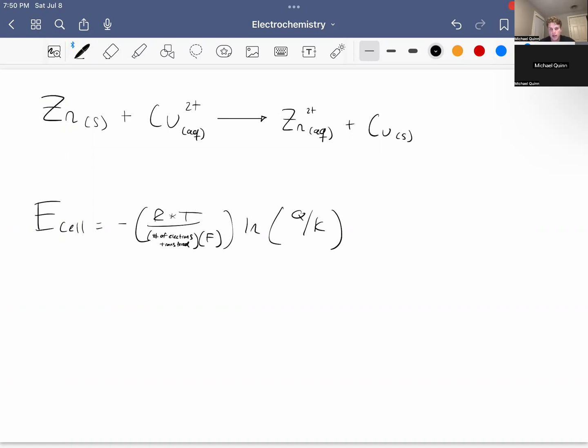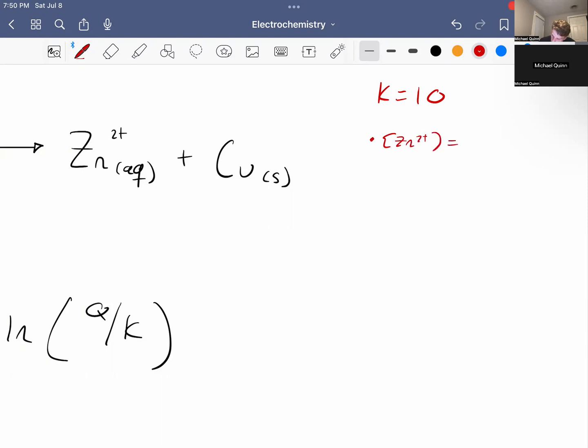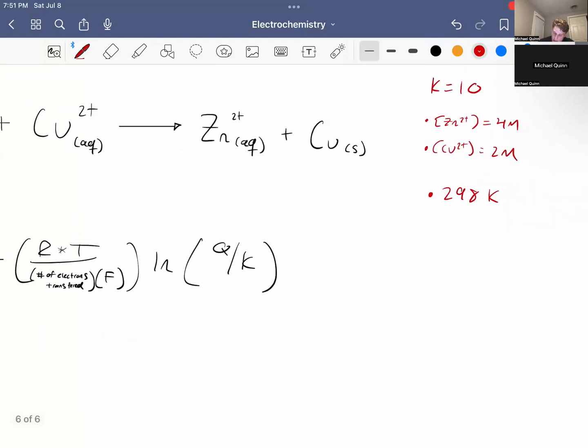So in order to solve for Ecell, we're going to need some information. So let's say that the K is equal to 10. Let's say that our zinc 2 plus concentration is equal to 4 molar. Our copper 2 plus concentration is equal to 2 molar. Let's say we are running this at 298 Kelvin. So we can already plug in Q and K. So K is going to be equal to 10.